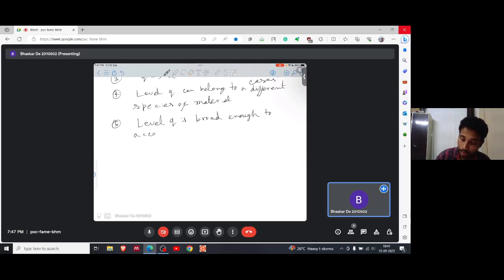Let me just write the point. So that means that this Q level capability is very useful for solid state lasers, where the level is very broad and is actually pumped with a flash lamp. And as you know, a flash lamp has a very broad energy range.